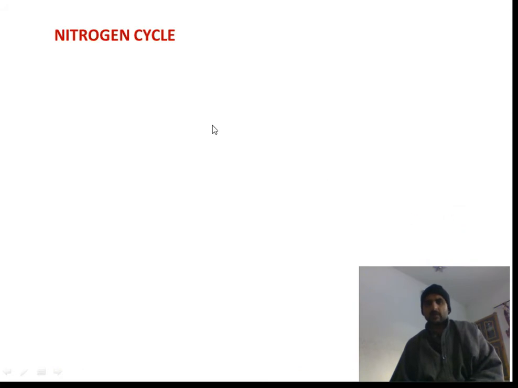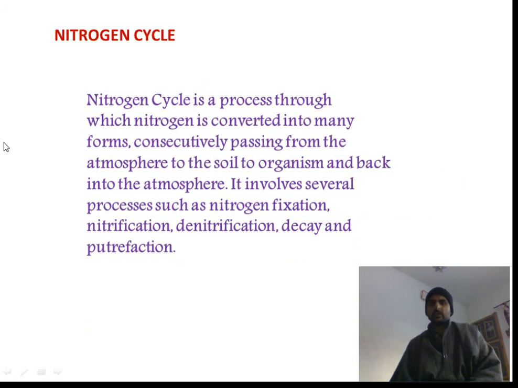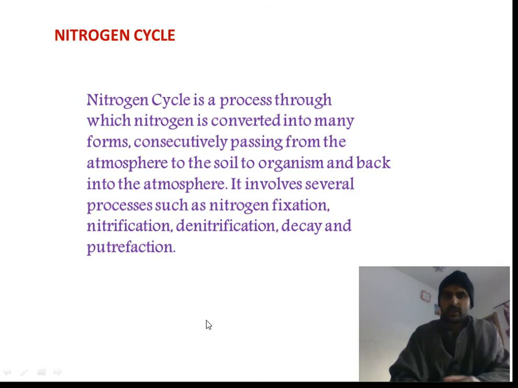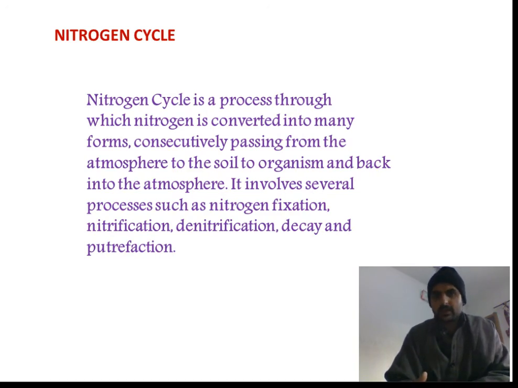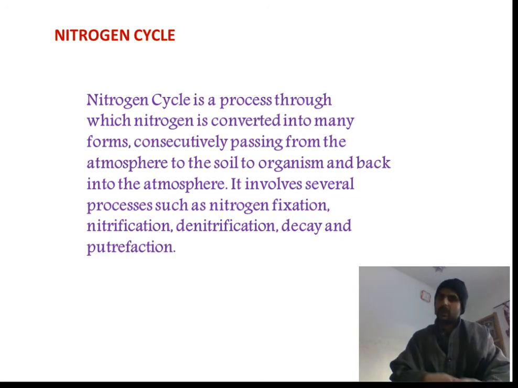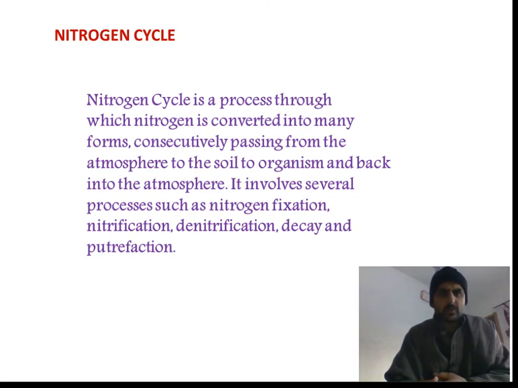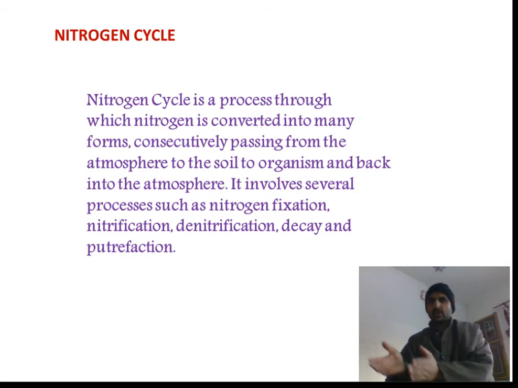Let's move forward and see what the nitrogen cycle is. The nitrogen cycle is that process by which nitrogen is converted into different nitrogenous compounds in the soil, and ultimately it gets released again into the atmosphere. It is just like a cycle through which nitrogen enters the soil from the atmosphere and goes back into the atmosphere. It undergoes several processes during this cycling, such as nitrogen fixation, nitrification, denitrification, decay, and putrefaction. These are the different processes through which the nitrogen cycle proceeds.